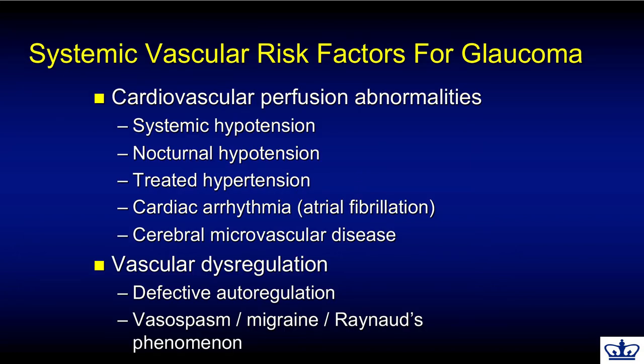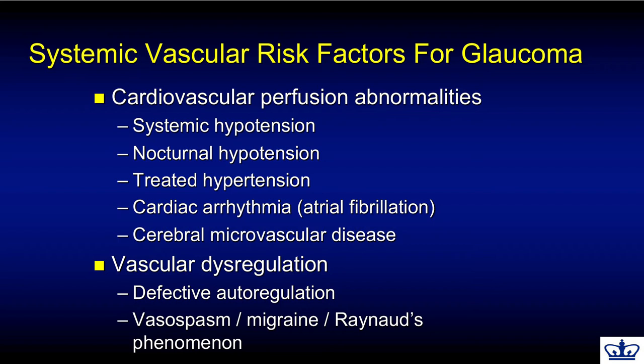We all know that there are many cardiovascular risk factors for the disease, including systemic hypotension, low blood pressure at night. There is some evidence that treating patients with high blood pressure and making the blood pressure too low with treatment might be worse for patients. Patients with cardiac diseases such as atrial fibrillation and decreased perfusion don't do as well. Patients with stroke may have altered central nervous system perfusion.